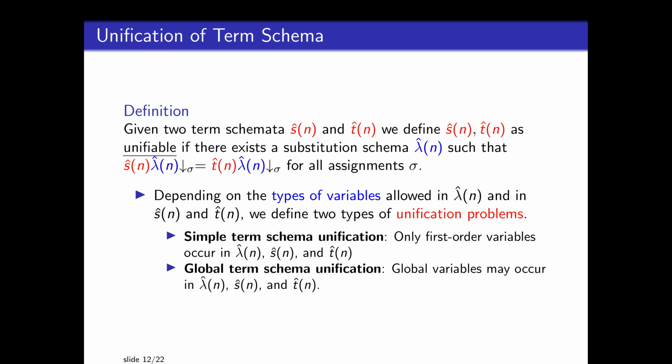So depending on the types of variables allowed in this lambda hat n, and S hat and T hat, we could define two different types of unification problems. The simple term schema unification, where only first order variables are allowed, and the global term schema, where we also allow these global variables to occur.